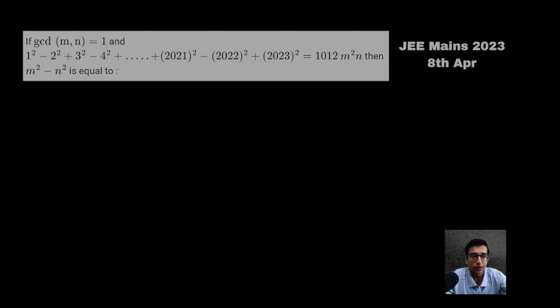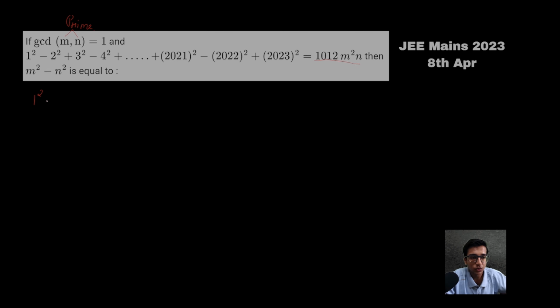If GCD, which is the greatest common divisor of m and n, is equal to 1. So if the GCD of any two numbers is equal to 1, what can we say for these two numbers, that both are prime. If both are prime, then only the greatest common divisor would be 1. And we have been given a sequence here, and we've been asked to find out the value of m square minus n square, which is in the summation of this series. So let's try to solve this question.